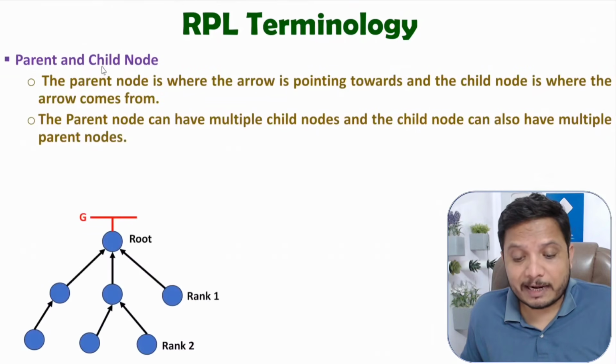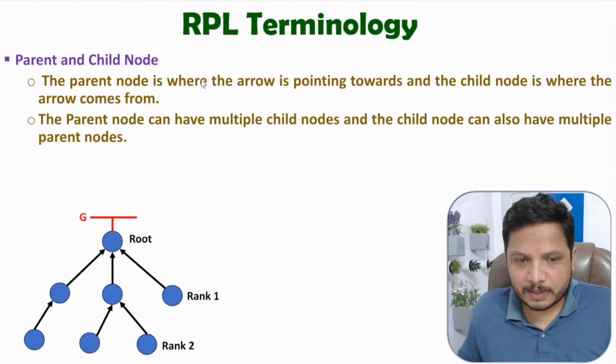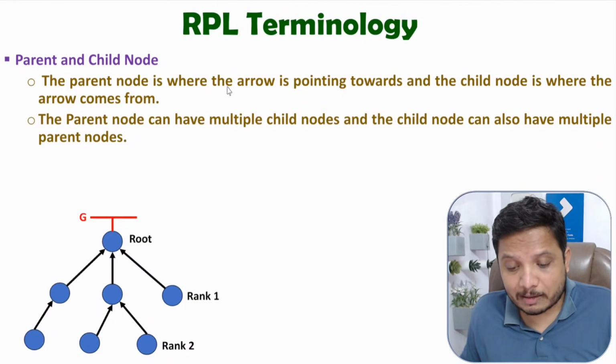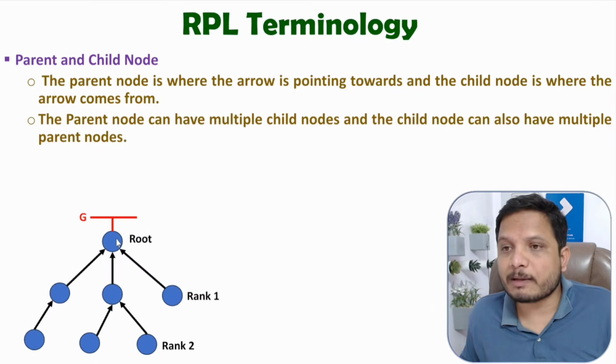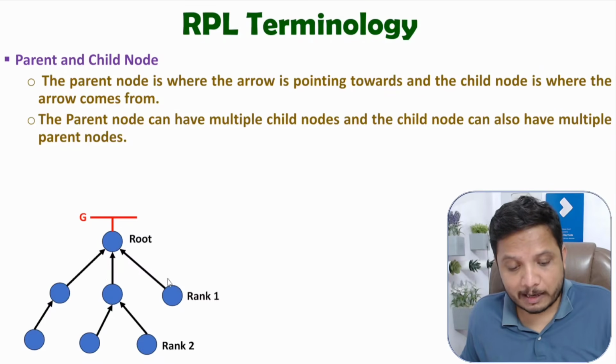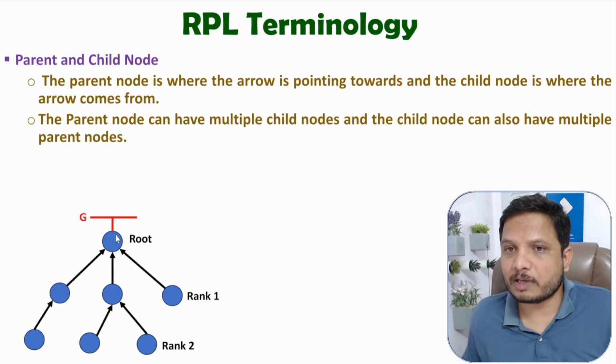See, parent and child node. One should know, the parent node is where the arrow is pointing towards, and the child node is where the arrow comes from. So here you can observe, this root node is a parent node for all these nodes, right? For this node, this is a child node, right? And this is a parent node. This root node is the parent of this, so this node is a child of this root node. That is how things are, right?